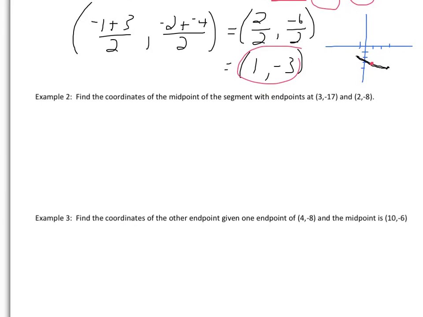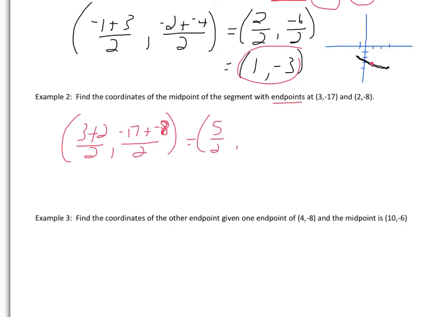Our next one, again, ensure that we're given the endpoints, and we are. So I will add the x's and divide by 2. Add the y's. Be careful about your signs. That's a -8. So we have 5 divided by 2 for the first one. We have a -25 divided by 2.